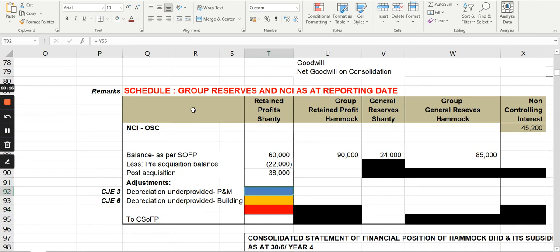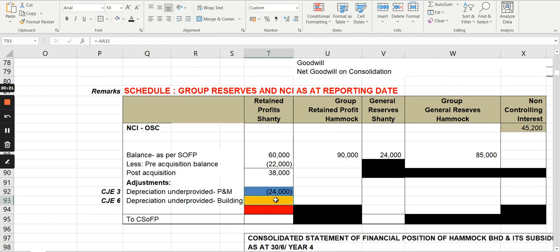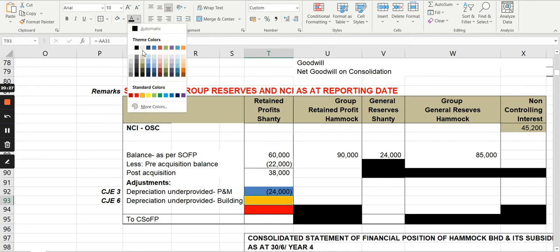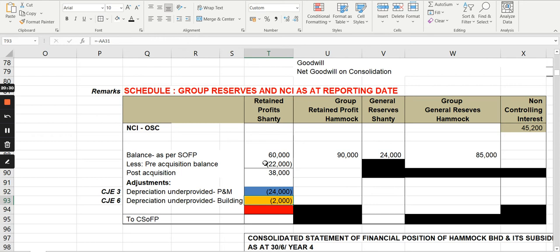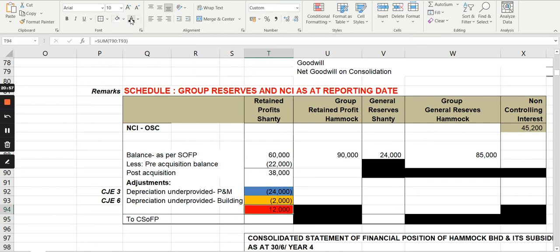So what you have is directly from the working, yeah, 24,000, because you say debit retained profit. Debit means to reduce. Much earlier, go and check the adjustment. The second one is to debit the retained profit as well, but that one is relating to the adjustment for depreciation that was under provided for building. And now you have the post acquisition, or the adjusted post acquisition balance. Adjusted post acquisition balance, and that adjusted post acquisition balance is 12,000.